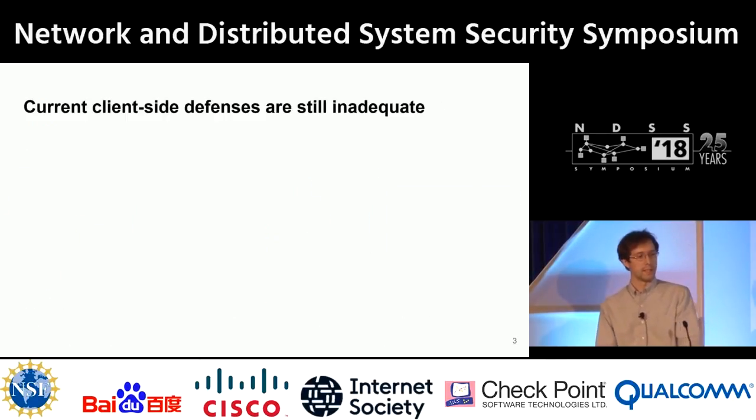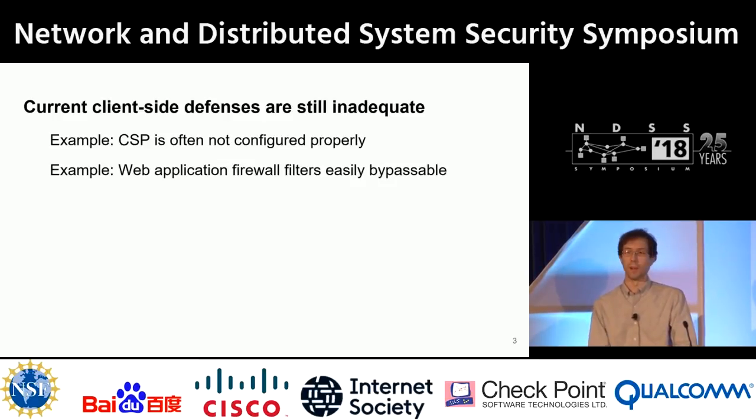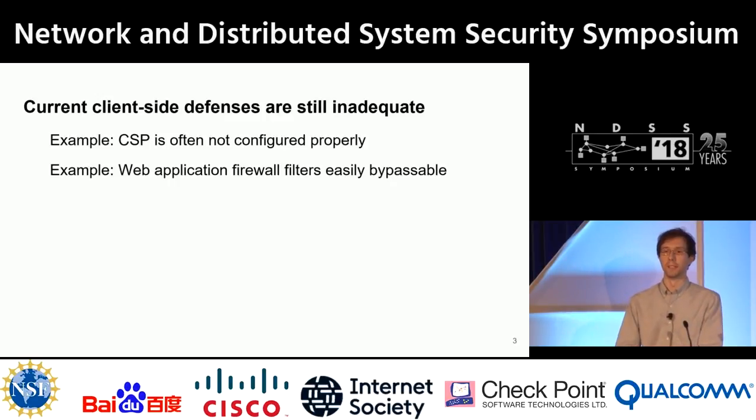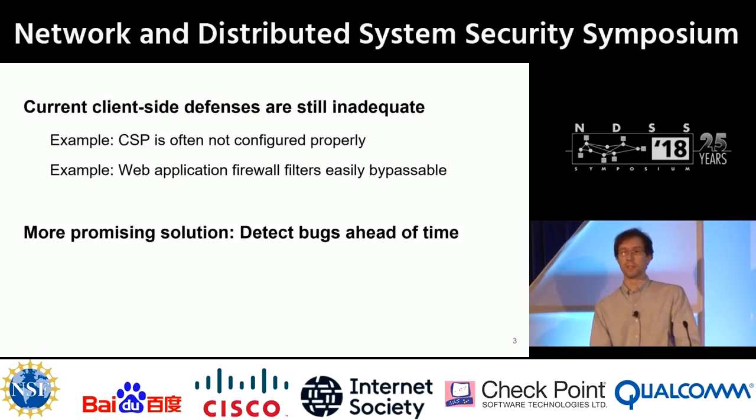Now, current client-side defenses for DOM cross-site scripting are often inadequate. For example, content security policies are often not configured for websites, or when they are configured, they might be improperly configured so that they don't stop these types of attacks. Web application firewall filters are easily bypassable by attackers in many cases. A more promising solution is to detect vulnerabilities ahead of time and then fix them.